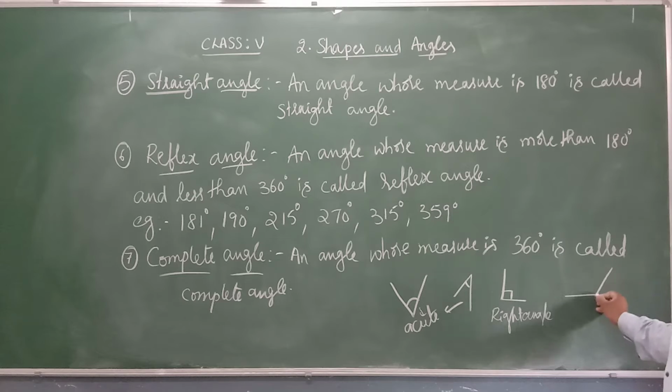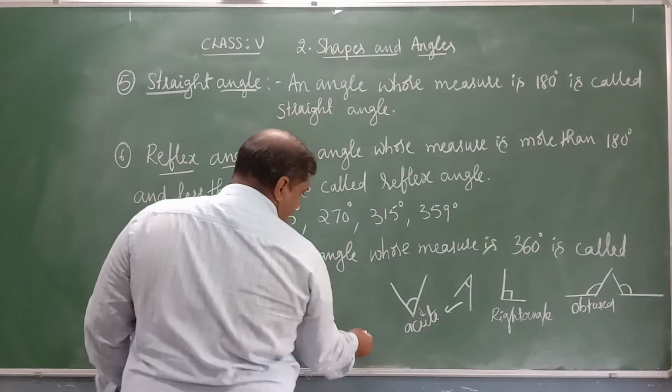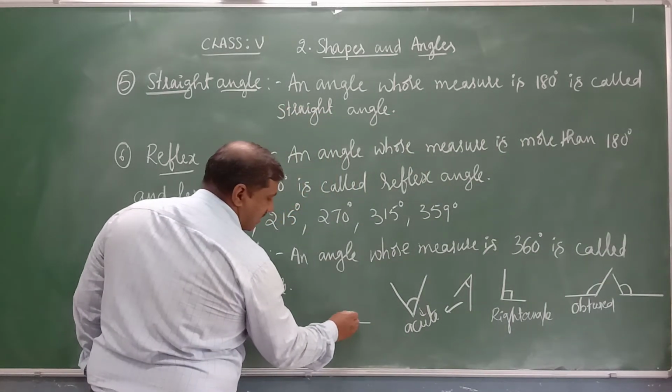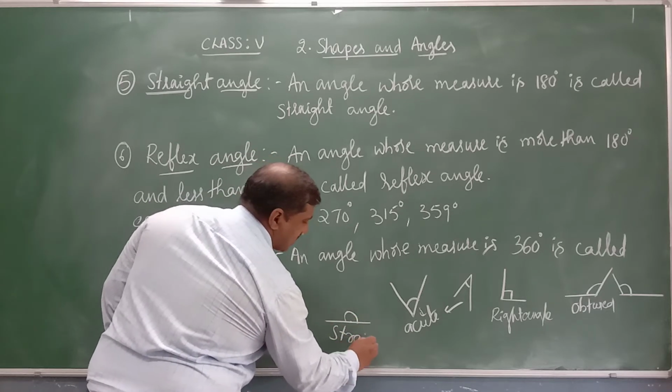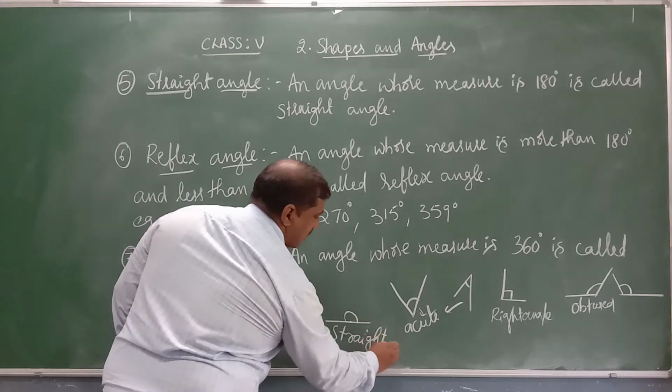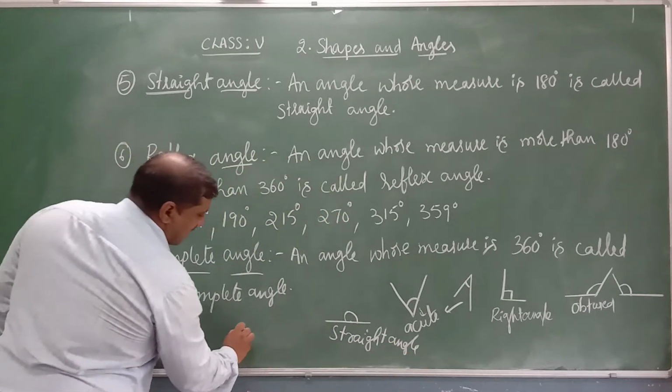Yes, what do we call this angle? This is an example of an obtuse angle. Yes, this is also an obtuse angle. So these are examples of obtuse angles. And this is, yes, a straight angle. What is this? A straight angle. Then what is a reflex angle?